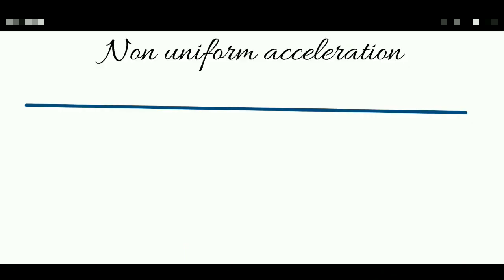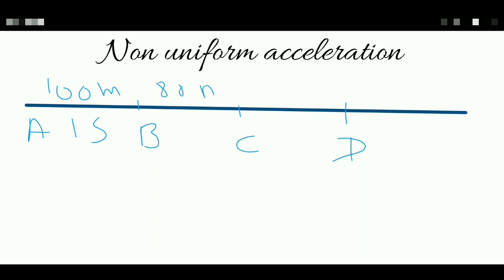Now we will define non-uniform acceleration. For defining the same, let us suppose we have cross sections here: A to B, B to C, C to D. In the first cross section, suppose the distance traveled is 100 meters in 1 second. Then B to C, it is 80 meters in the next 1 second. Then C to D, it is 50 meters in 1 second.